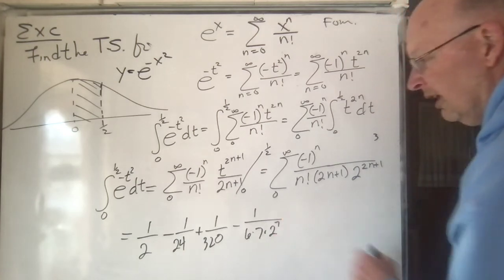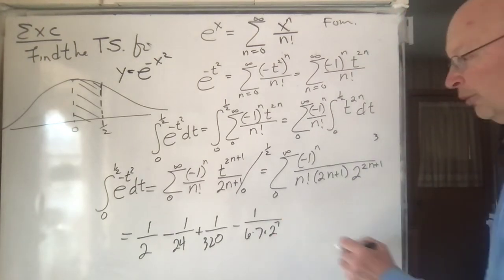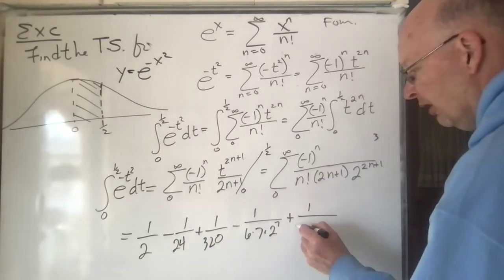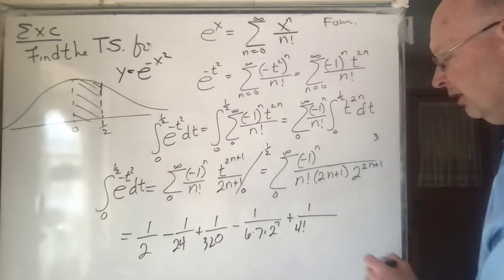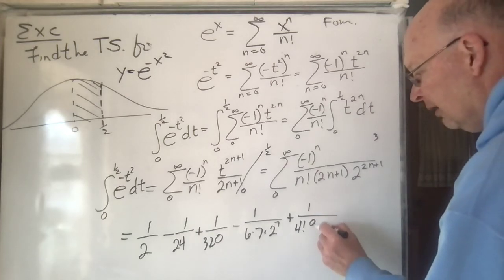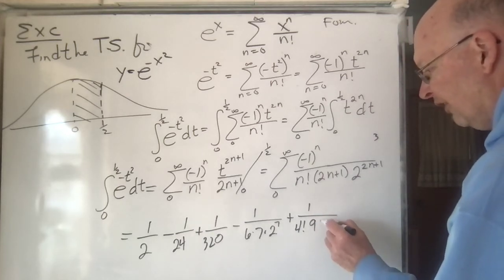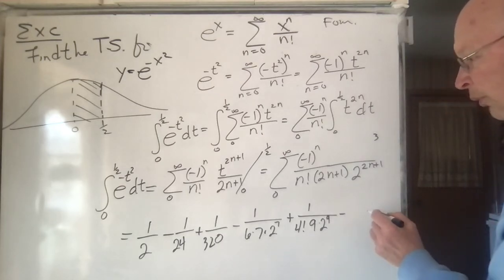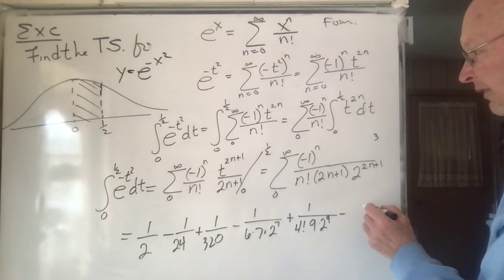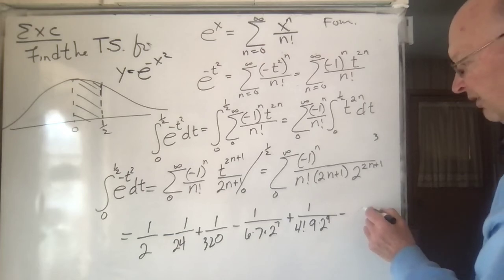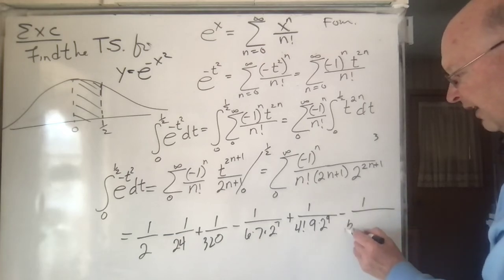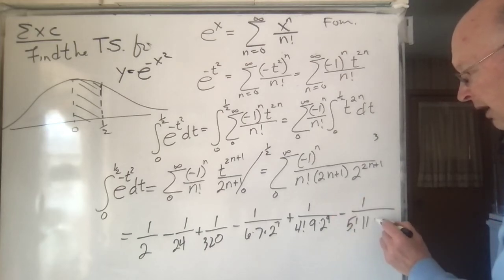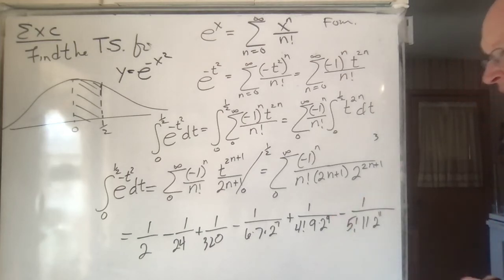Okay, which is getting to be kind of big. What happens when n is 4? You're going to get 1 over 4 factorial. I'll write it as 4 factorial. And then 9. And then 2 to the 9th. Okay, what happens when it's 5? It's going to be minus 1 over 5 factorial. This is going to be 11. And 2 to the 11th.